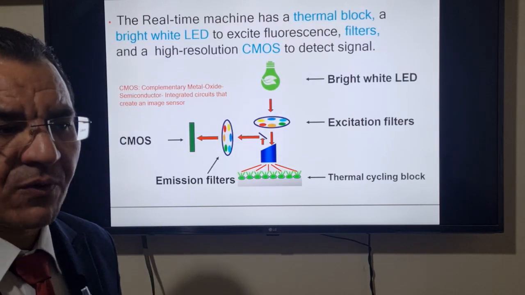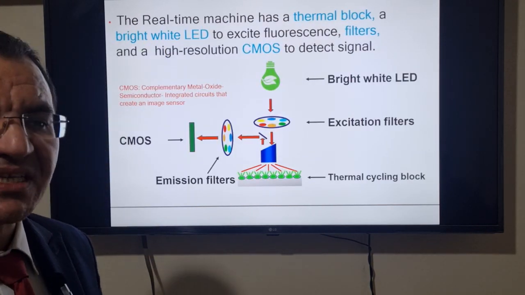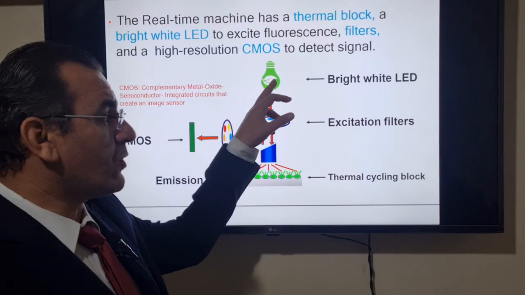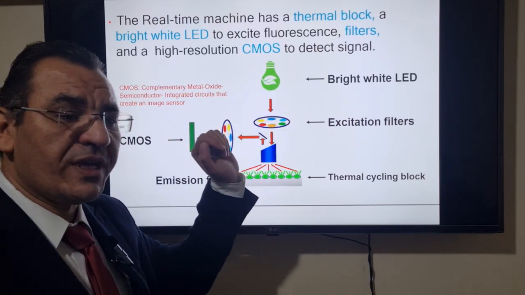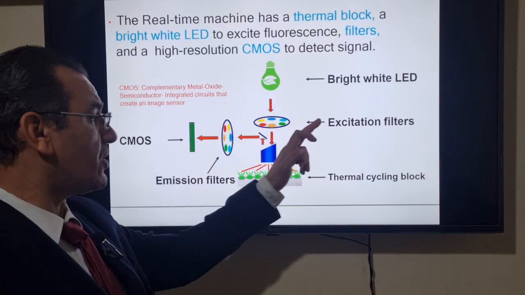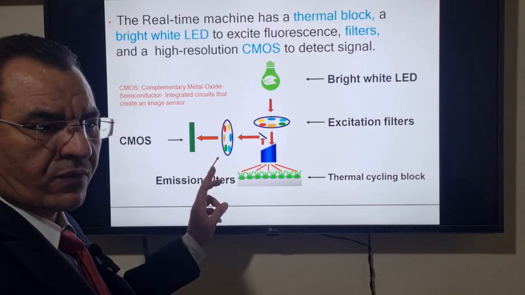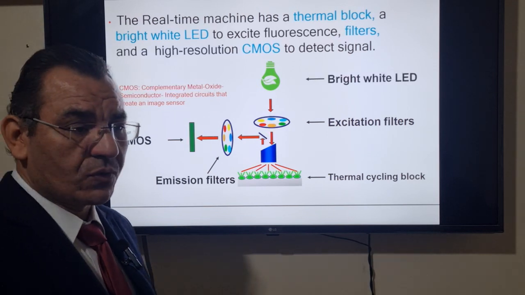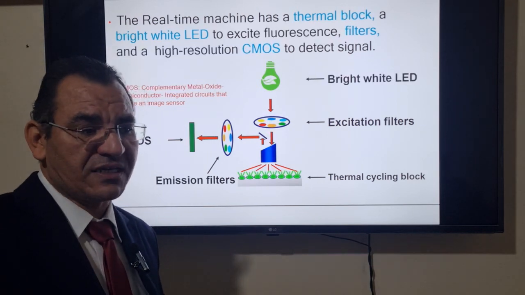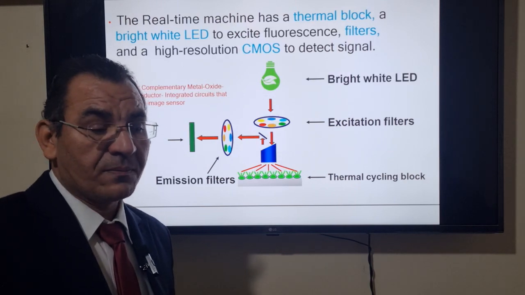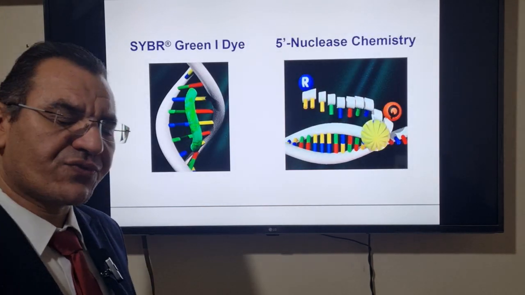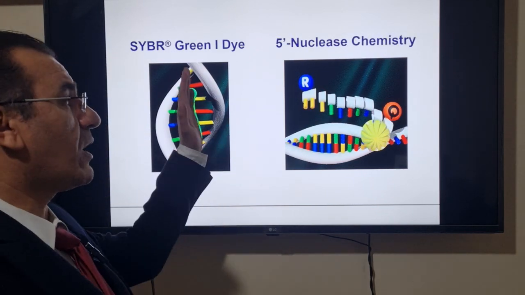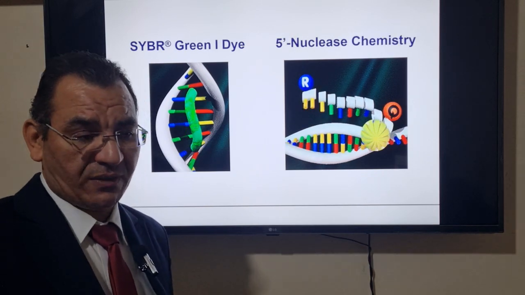How does real-time PCR work? The real-time PCR machine has a thermal block, a bright white light-emitting diode that excites the fluorescence, and filters, an excitation filter and an emission filter. This will produce a signal through the complementary metal oxide semiconductor integrated circuits. We have two chemistries most commonly used in real-time PCR, the SYBR Green I dye and 5' nuclease chemistry.